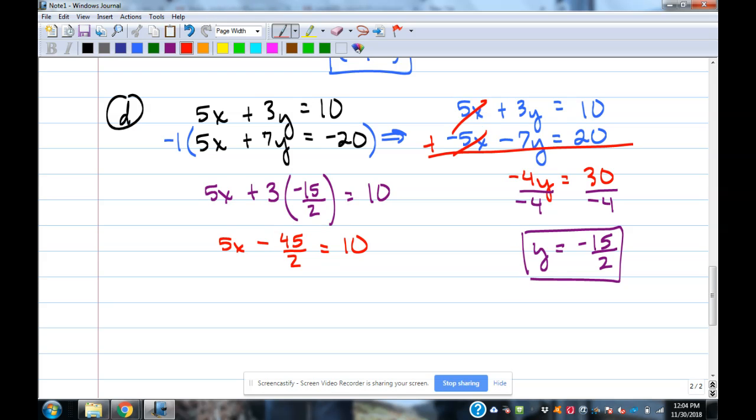Yeah, add the 45 over 2. It's a fraction, but we're going to add it to that 10.